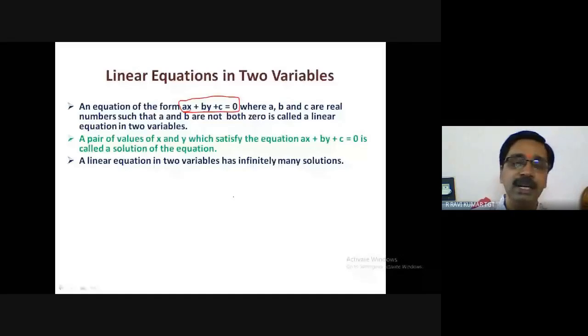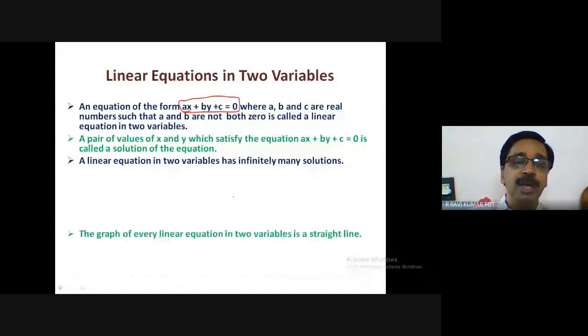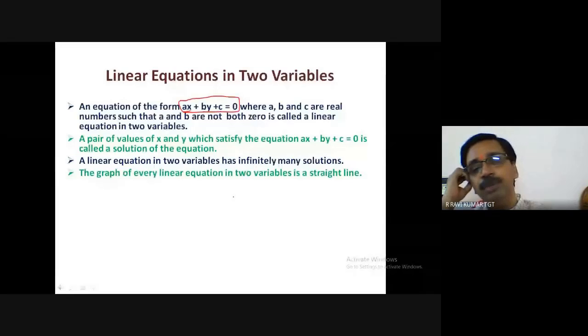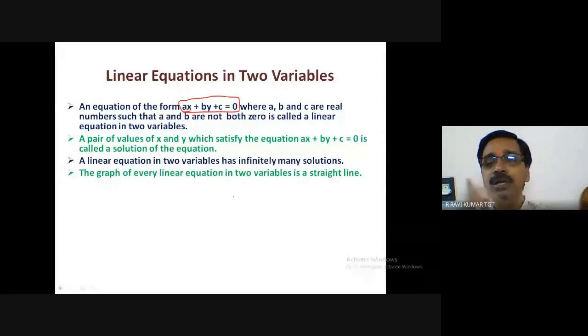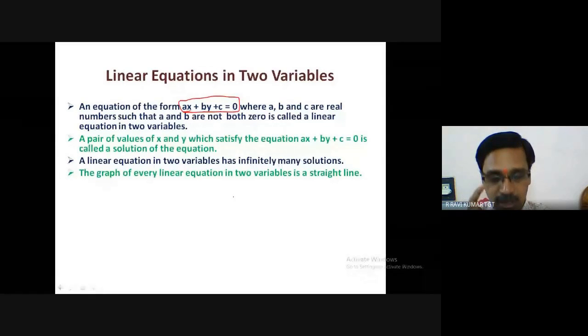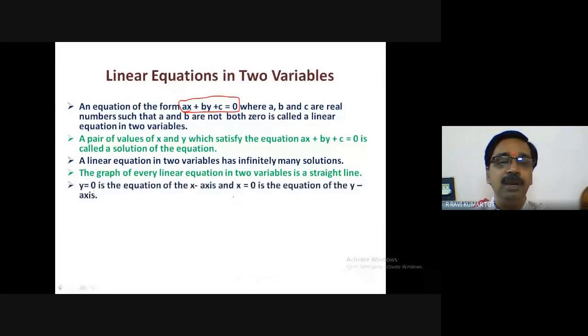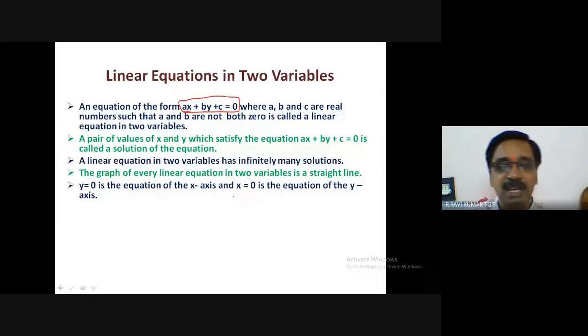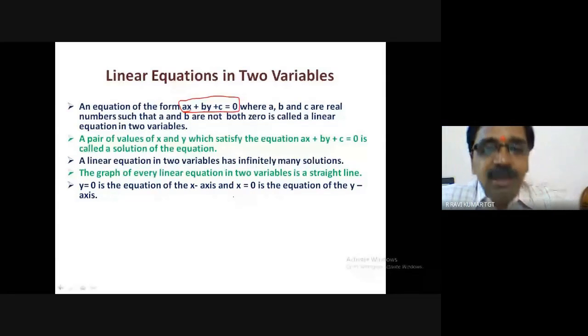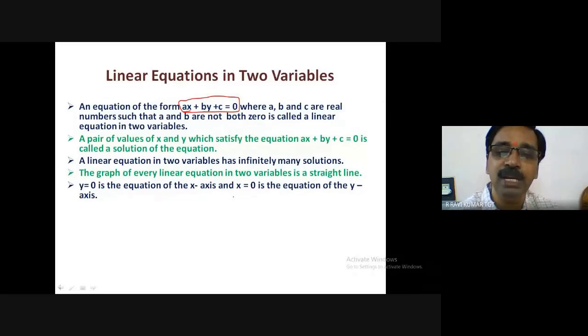All this we learned earlier. The graph of a linear equation in two variables is a straight line. And remember, every point on this straight line is a solution to the equation representing that line. Now, y equal to 0 is the equation of the x-axis. x equal to 0 is the equation of the y-axis. Earlier slides we have seen. When x equal to 0, the point falls on the y-axis. If y equal to 0, the point is falling on the x-axis.